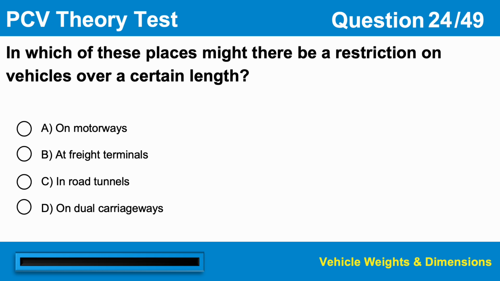Question 24. In which of these places might there be a restriction on vehicles over a certain length? A. On motorways. B. At freight terminals. C. In road tunnels. D. On dual carriageways.